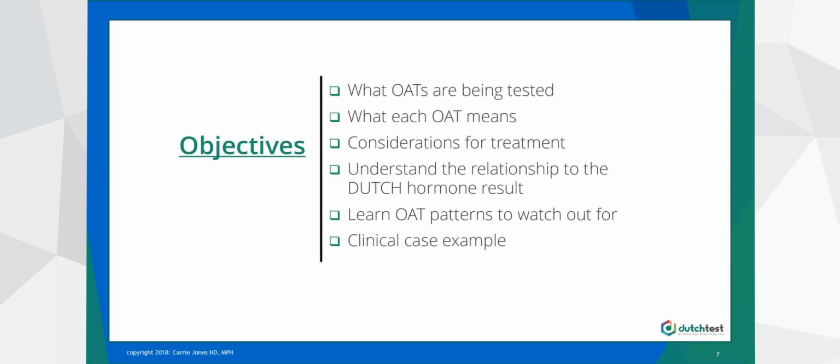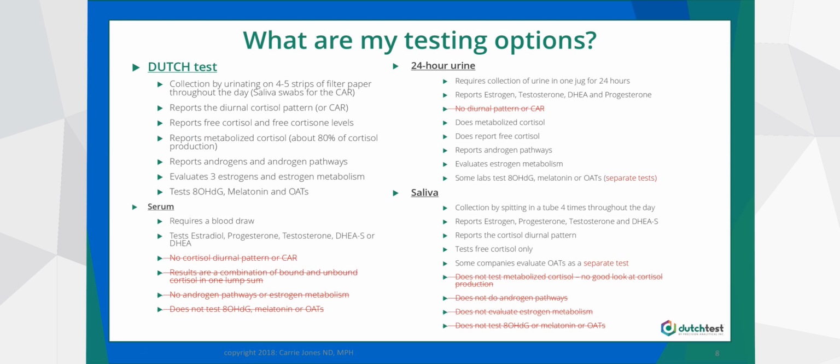But just for those who are brand new, you have a lot of testing options. You have the Dutch test, you have serum testing, you have 24-hour urine testing, and you have traditional saliva testing, where you spit in a tube and then get your hormones and your cortisol all out of those saliva tubes done throughout the day. So you can see here we have what Dutch offers compared to what other testing options offer, and what they're missing I have crossed out in red there.